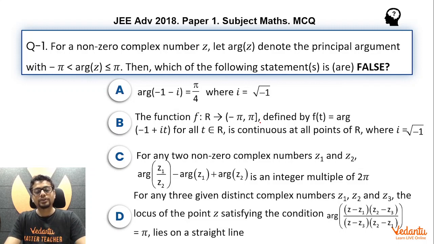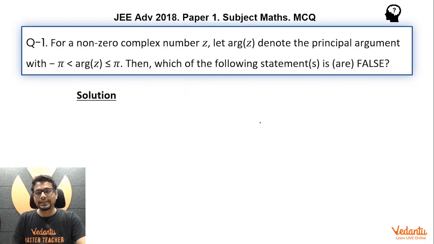A part says argument of minus 1 minus iota equals pi by 4, where iota is under root minus 1. So clearly this is a false statement. Why? Because it will be minus 3 pi by 4. Minus 1 minus iota has minus 1 as the real part and minus 1 as the imaginary part, so the point in the argument plane becomes minus 1 comma minus 1. Since I am taking the principal value, which is between minus pi open to pi closed, this angle is 3 pi by 4, but since it is in the clockwise direction, it's minus 3 pi by 4.